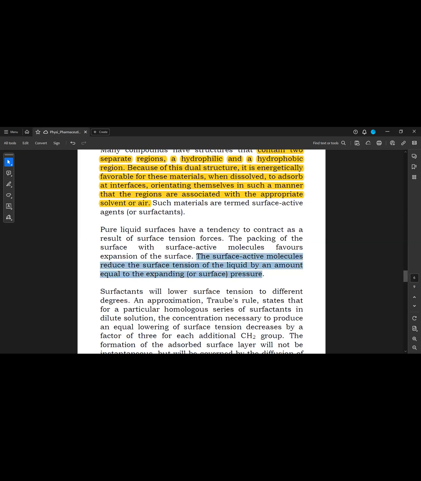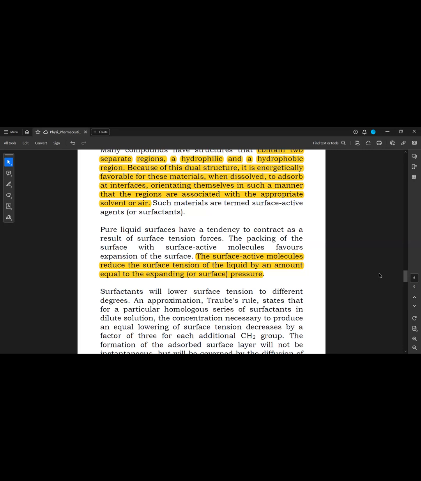Again, let me just repeat it. You have your water, that is your liquid, and then you put some powder on it. The powder will exert some pressure on the surface of the liquid, and this leads to a reduction in the surface tension. How much the surface tension reduces is proportional to the amount of pressure exerted by that powder. A surfactant lowers surface tension to different degrees.